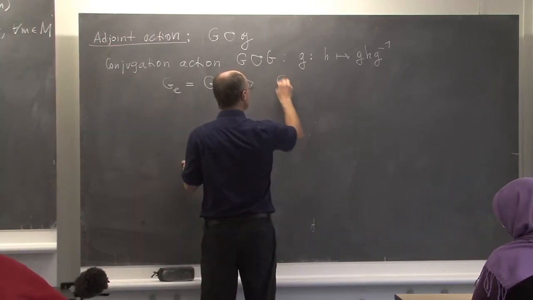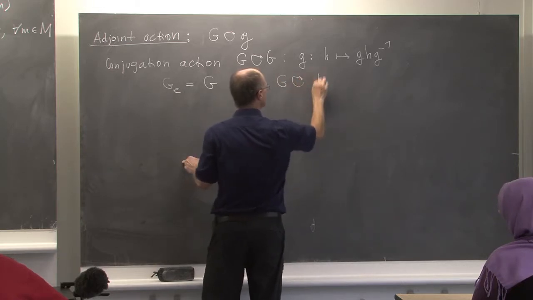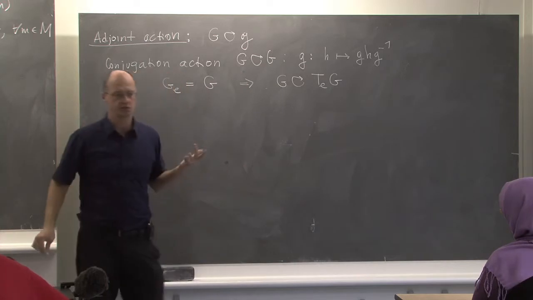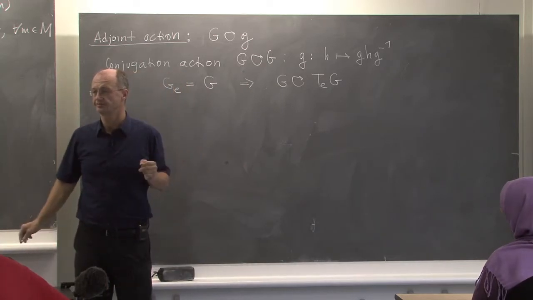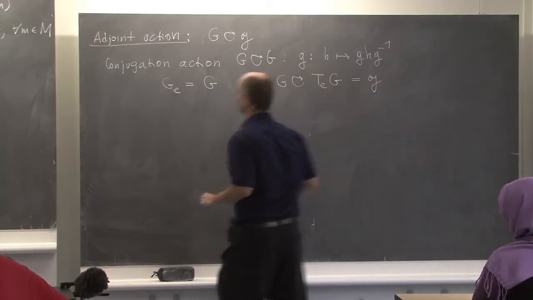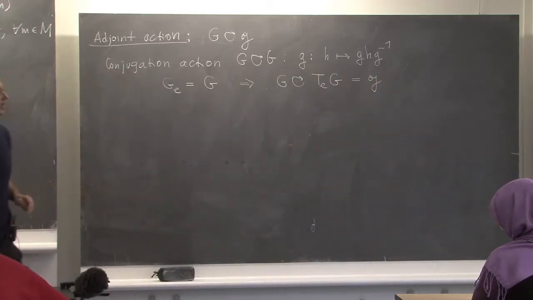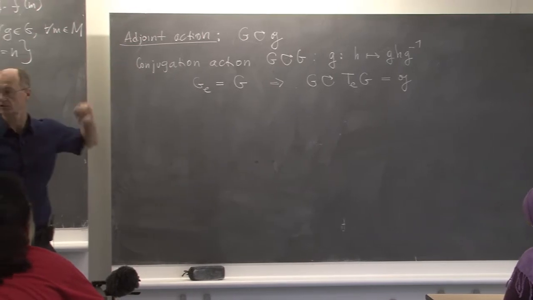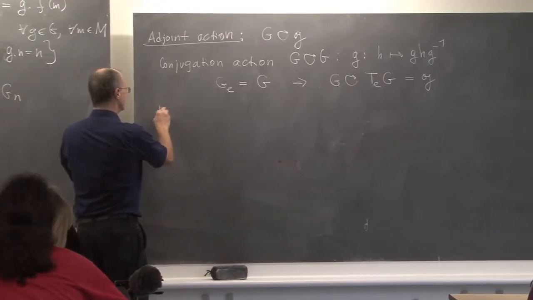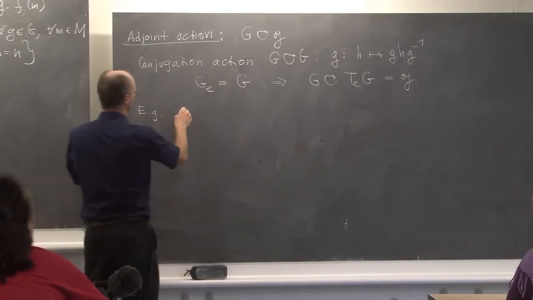And this implies that the stabilizer acts on the tangent space at the group unit, right? And this is our Lie algebra. So this means that the Lie algebra comes equipped automatically with the action of the group. Now let me give you examples.